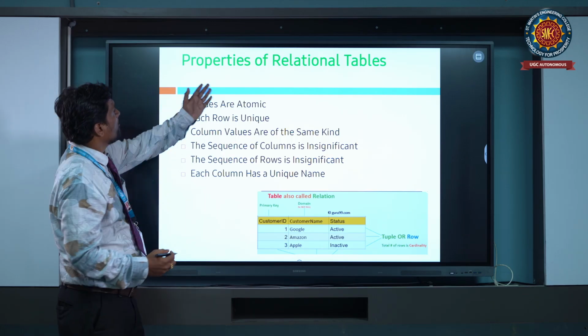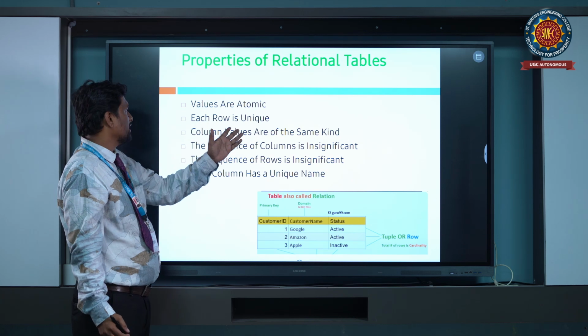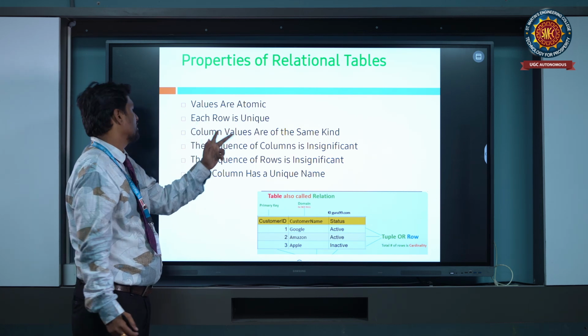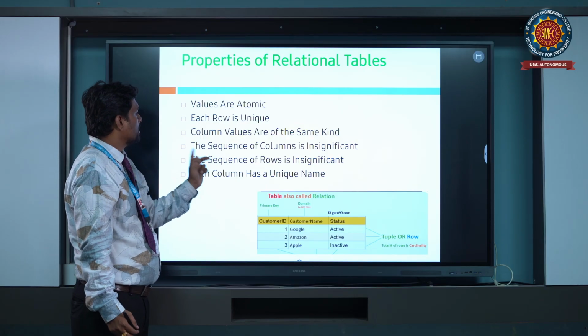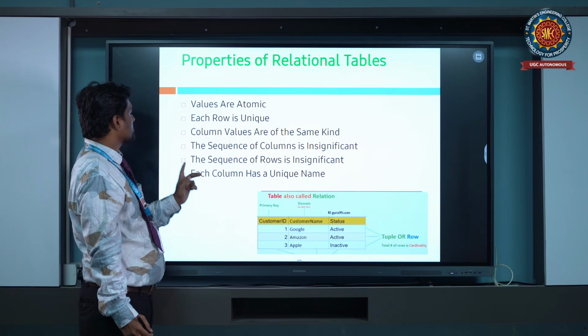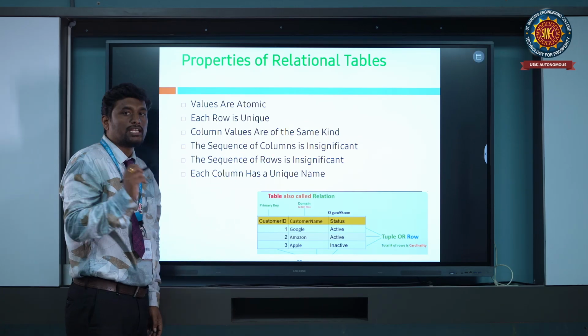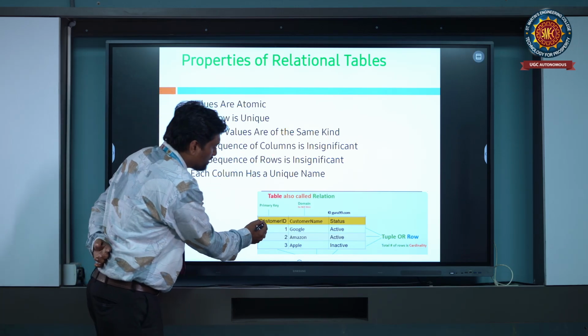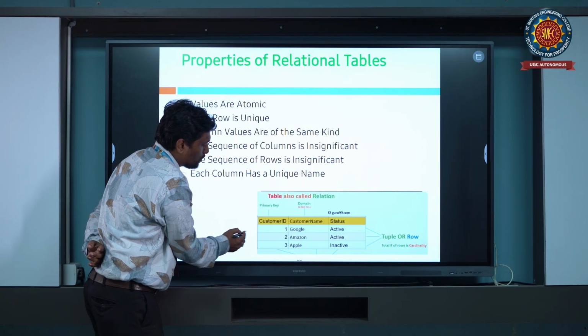Next, what are the properties of a relational table? Each value is atomic and each row is uniquely identified, the column values are of the same kind, the sequence of columns is insignificant, the sequence of rows is insignificant, and each column has a unique name. Suppose this one is the attributes, this one is a column, this one is a row, this one is a column, this one is a row.